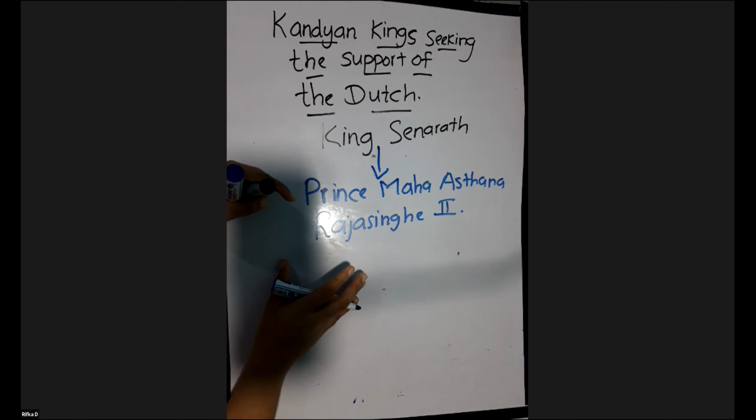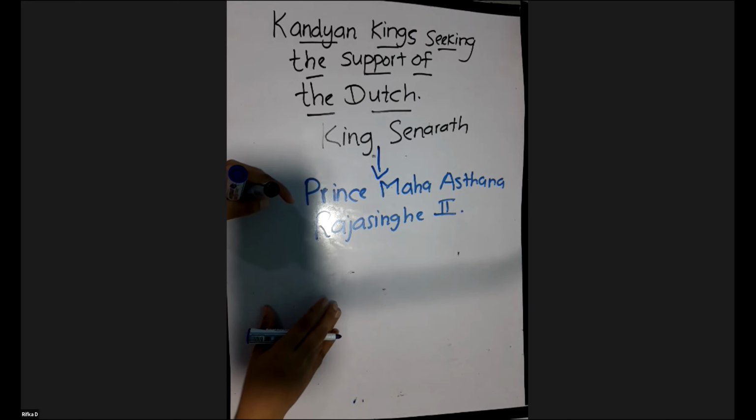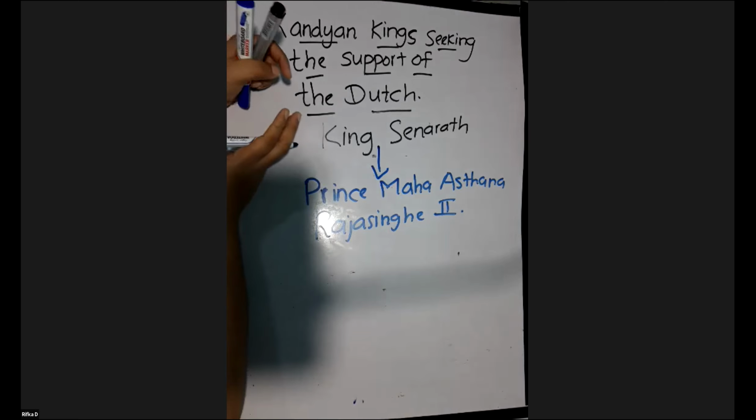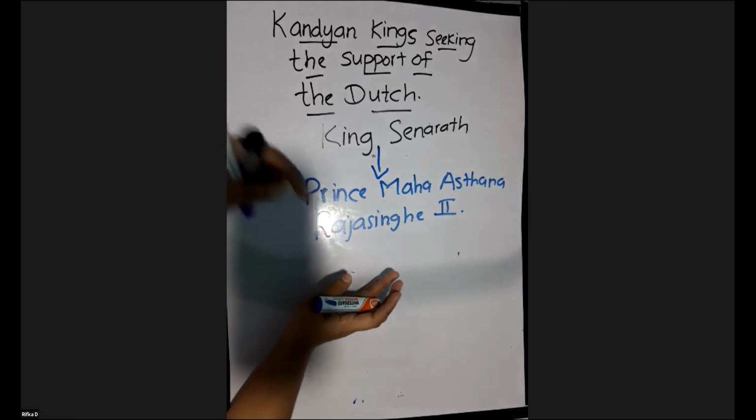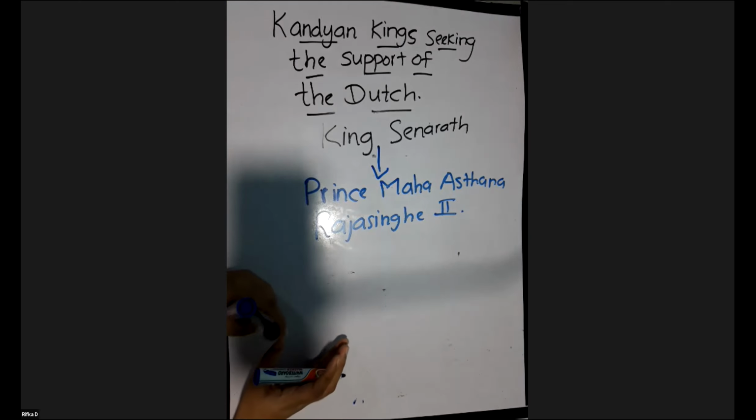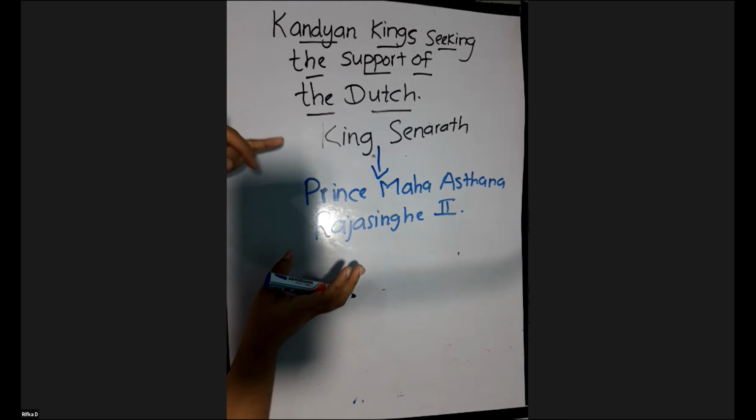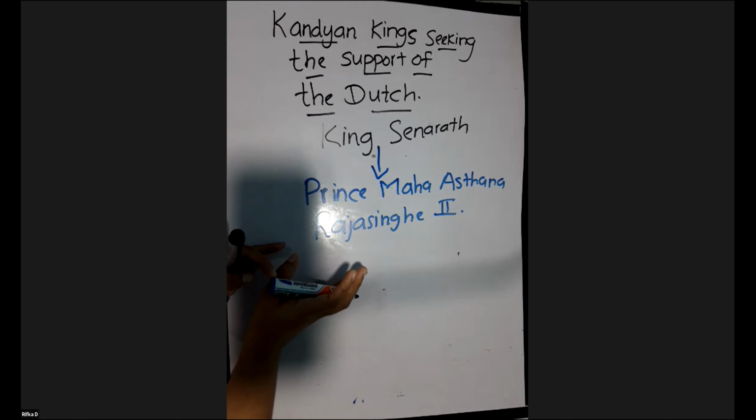So he decided to get the support of the Dutch, who had a strong naval power at that time, to chase the Portuguese out of the island. Imagine, children, if the Dutch give their support to the Kandyan kings, will they do it free of charge without any expectation? No, definitely not. They would have expected something. So in return, Rajasinghe agreed to give the monopoly of the cinnamon trade of Sri Lanka and the harbors on the eastern coast of Sri Lanka to the Dutch in return for the support they were going to give to drive the Portuguese out of the island.